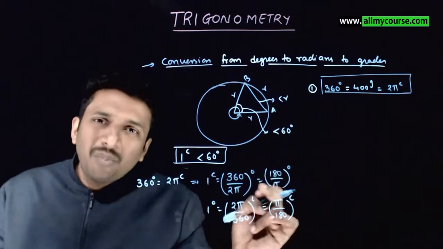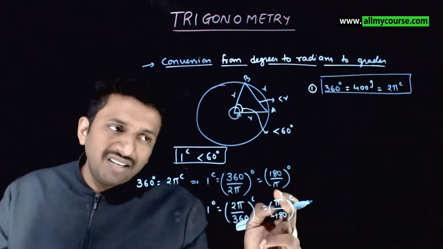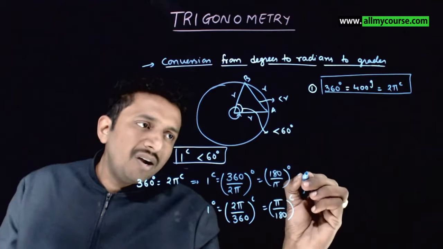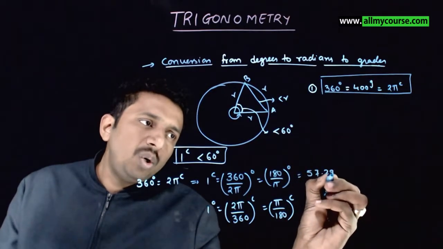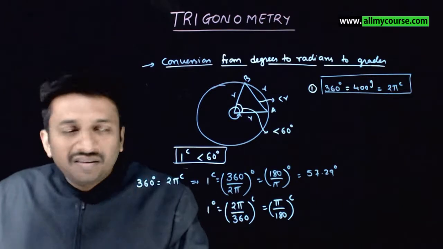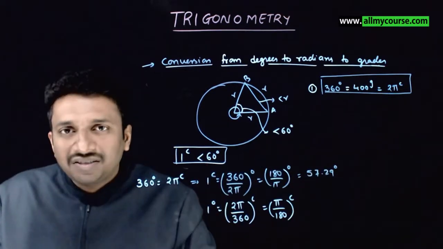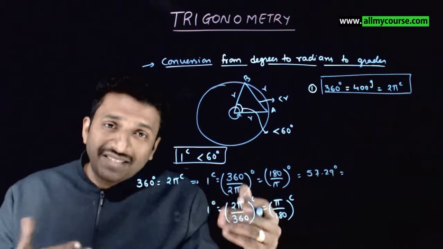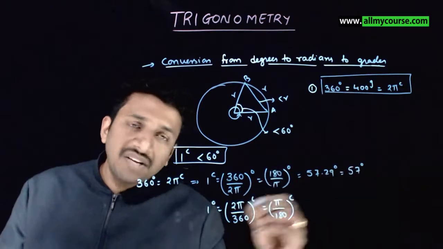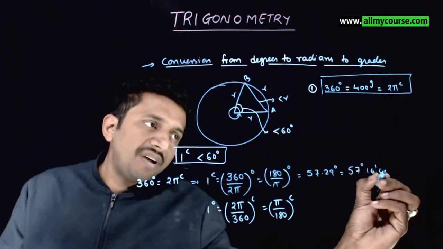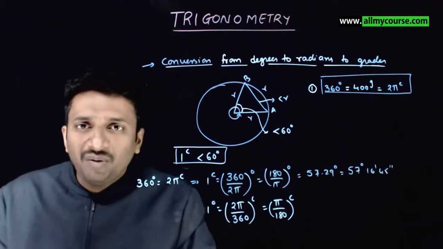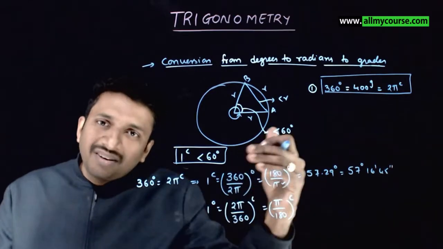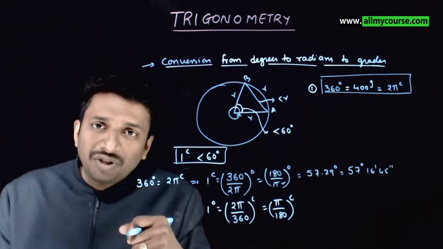So 180 by 3.14: 180 by 3 is exactly 60 degrees. The denominator is slightly more than 3, so you get a number slightly less than 60 degrees. This turns out to be approximately 57.29 degrees. And if you convert this into minutes and seconds, it will be approximately 57 degrees, 16 minutes and 45 seconds. This number is only approximately equal, because you cannot have an exact conversion since pi is an irrational number. You cannot have a terminating conversion.